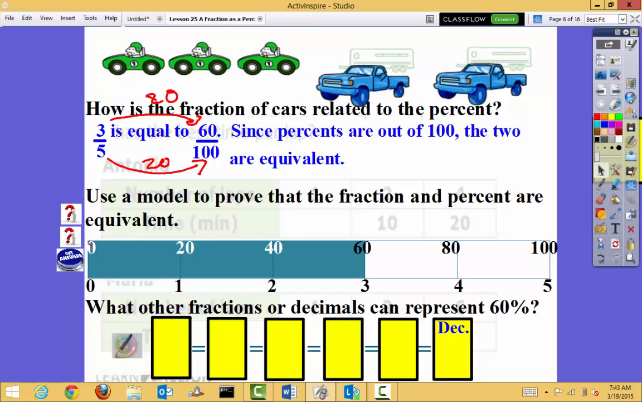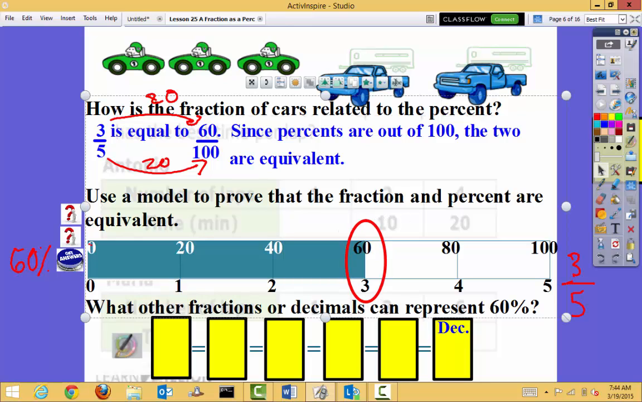So let's label them. Now, how do I know they're the same? Well, my fraction of cars to total is 3/5. My percent is 60%, as we saw up here. So how do I know they're the same? Well, they're the same spot on my double number line, right there. So now let's go to our bottom problem.